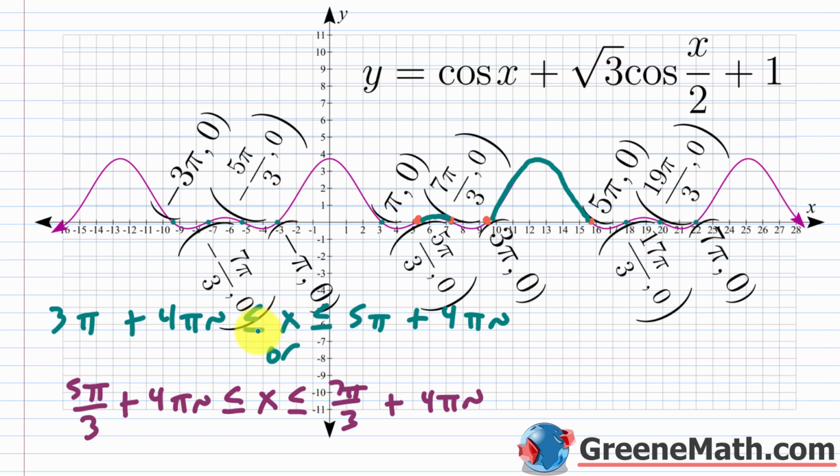So we have x is greater than or equal to 3 pi plus 4 pi n and less than or equal to 5 pi plus 4 pi n. Then or you have x is greater than or equal to 5 pi over 3 plus 4 pi n and less than or equal to 7 pi over 3 plus 4 pi n, where n is any integer.